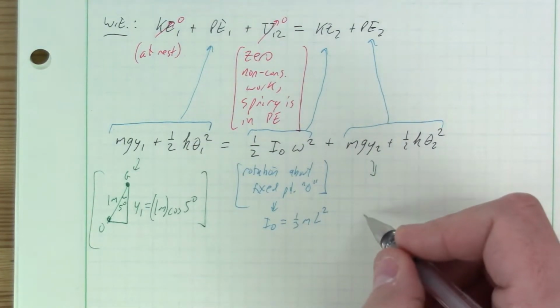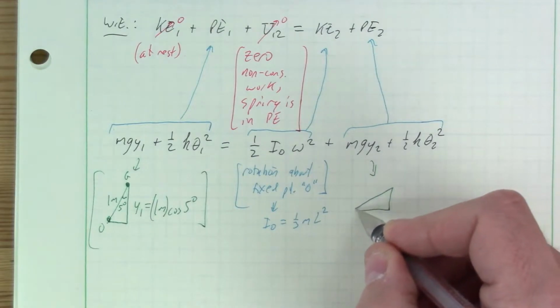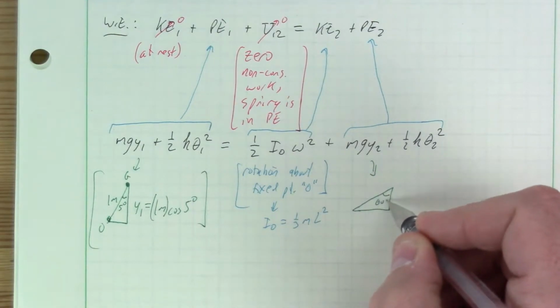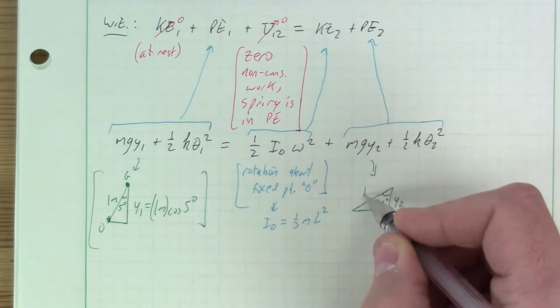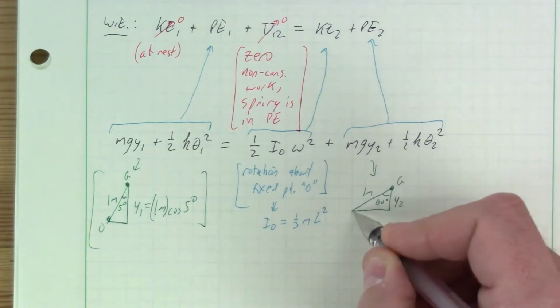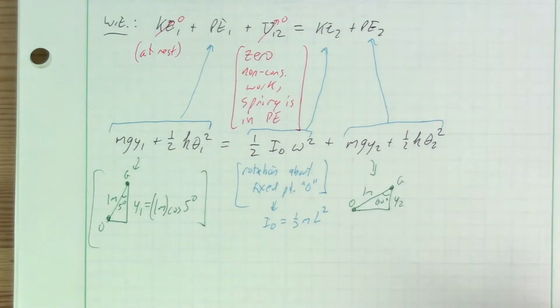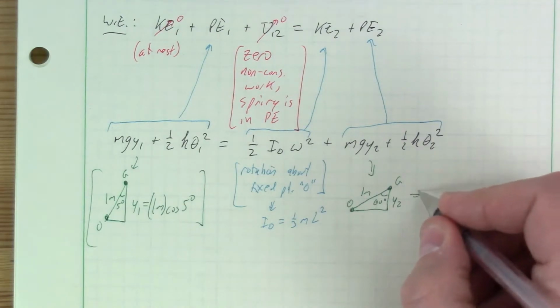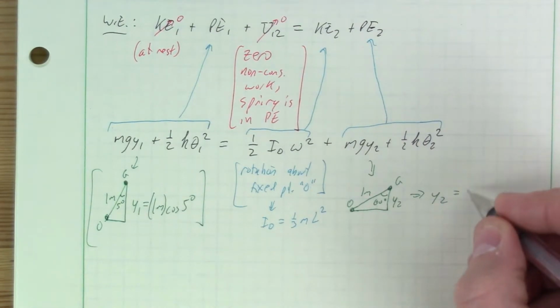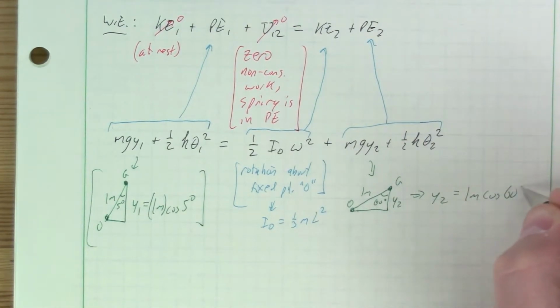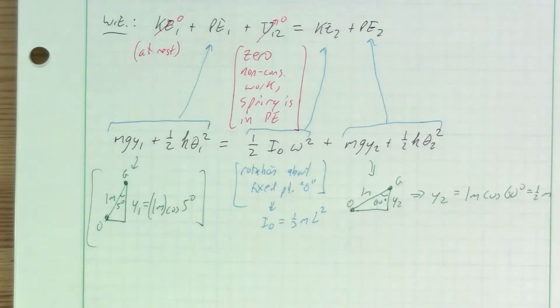Y2 is going to be very similar. We'll make a triangle here, but now 60 degrees. Here's Y2. This is also 1 meter. This is point G. That's point O. And we get that Y2 equals 1 meter times cosine of 60 degrees. That one I know. That's just going to be a 1/2 meter because cosine of 60 degrees is a 1/2.